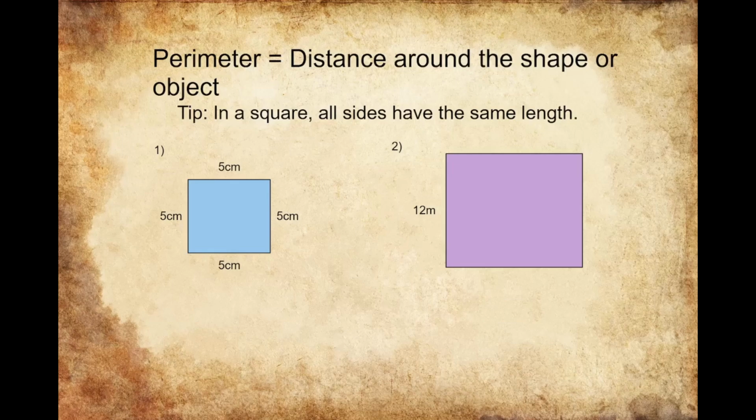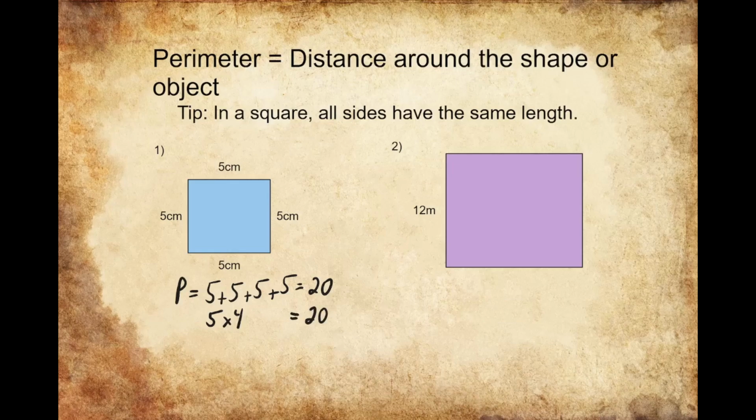In question number one, we can see that each side has a length of 5 centimeters. So to find our perimeter, we can simply add 5 four times. So we have 5 plus 5 plus 5 plus 5, which is going to give us 20. Another strategy you can use here is, because the sides all have the same length and we know there are 4 sides, you can just multiply 5 times 4, the length by the number of sides, and that's also going to give us 20.